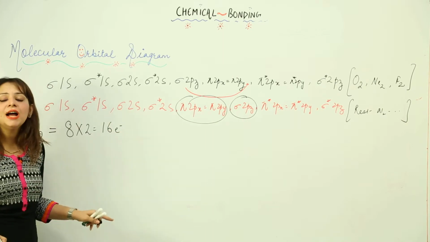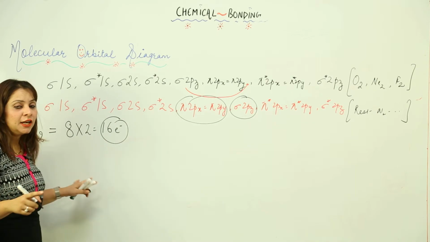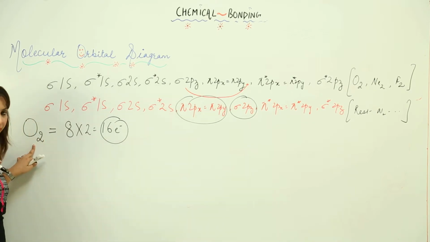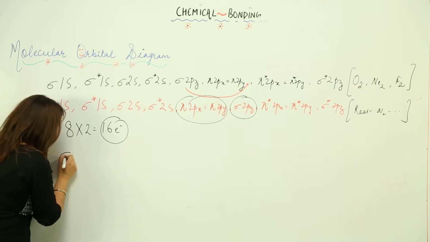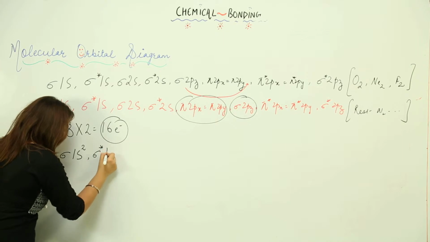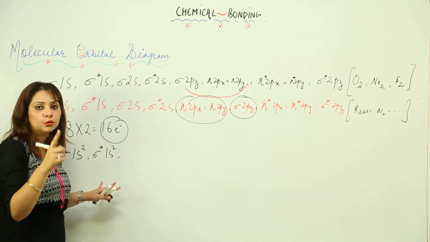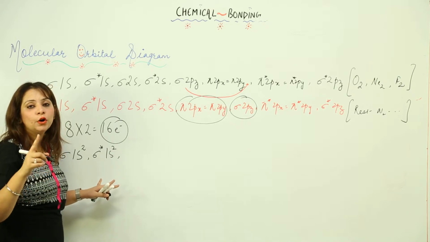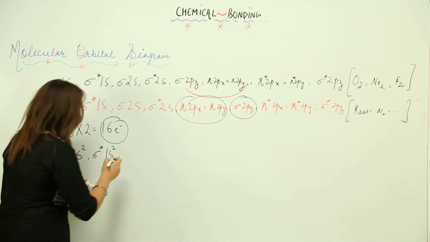So now I will be writing the electronic configuration for the 16 electrons, not for the 8, because the molecule is actually formed of 2 atoms, right. So start filling it. So what do you get when you fill it? Sigma 1s square, sigma star 1s square. Do not exceed the electrons above 2, you know that, because each orbital can occupy a maximum of 2 electrons. That is why we are filling 2 electrons.